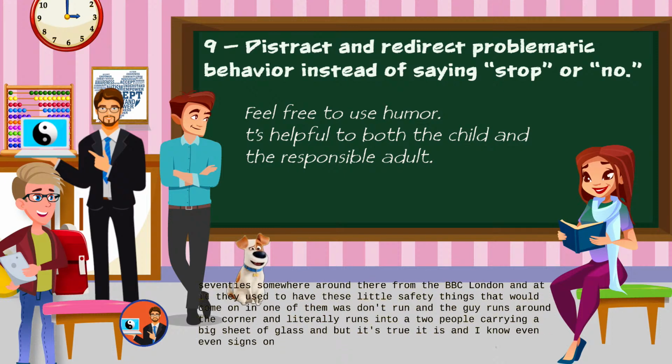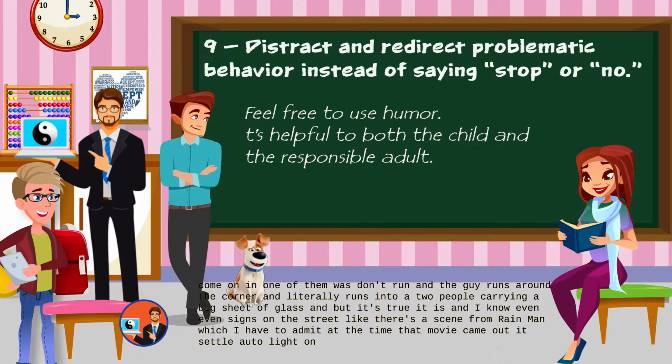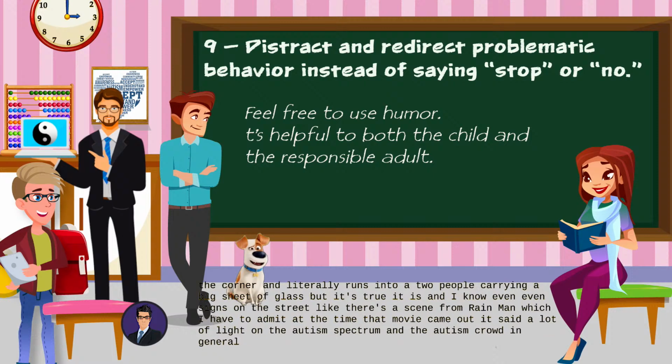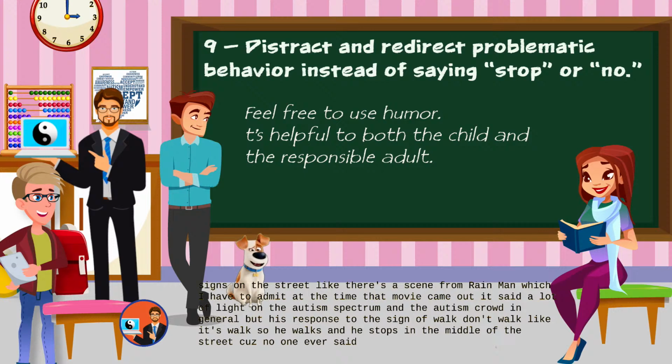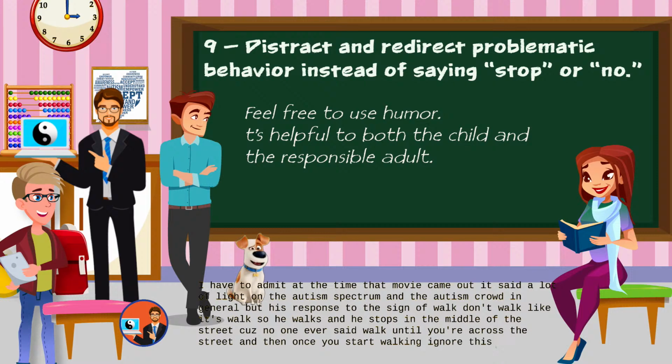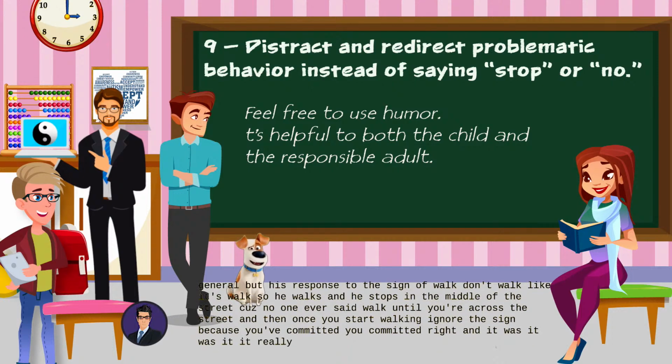even signs on the street, like there's a scene from Rain Man, which I have to admit, at the time that movie came out, it shed a lot of light on the autism spectrum and the autism crowd in general. But his response to the sign of "walk, don't walk," like it's walk, so he walks, then he stops in the middle of the street, because no one ever said walk until you're across the street, and that once you start walking, ignore the sign because you've committed, right? And it really hits home. It really does.